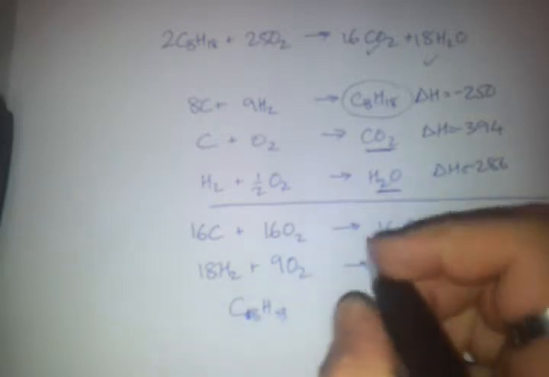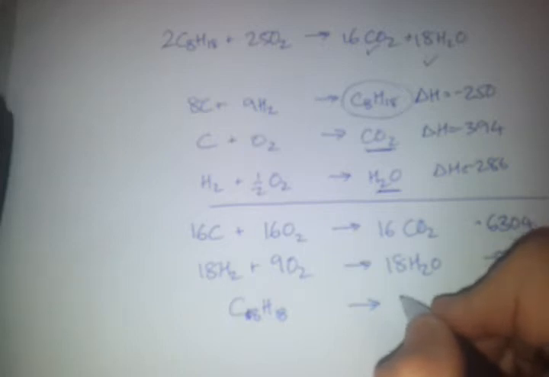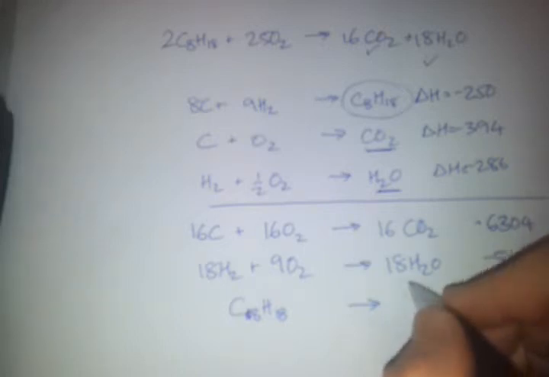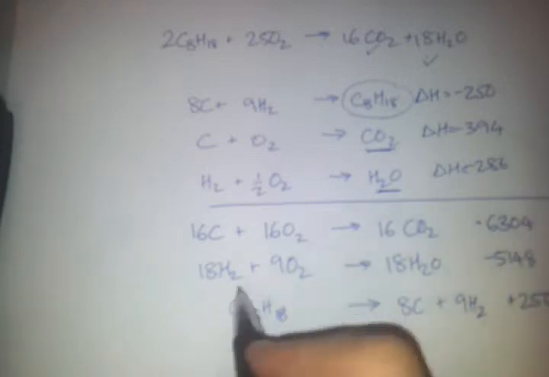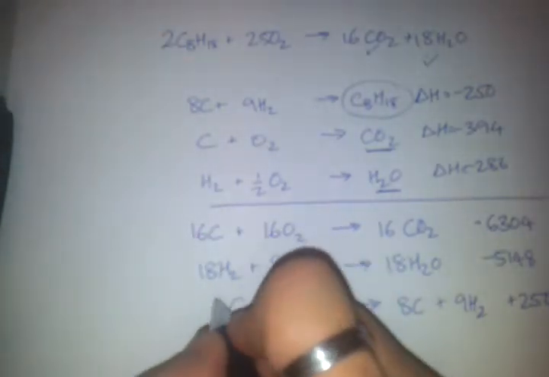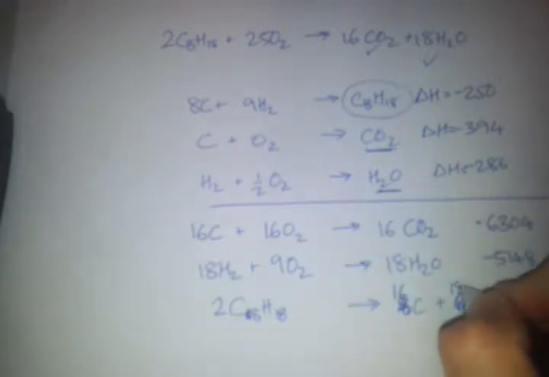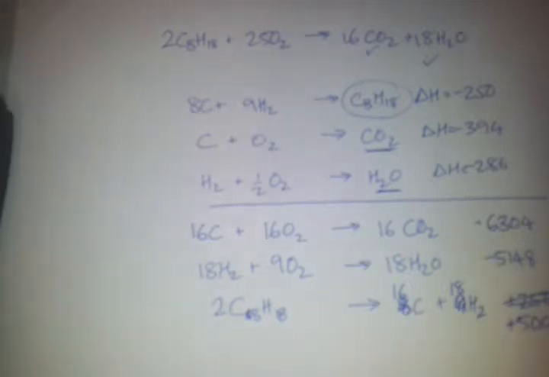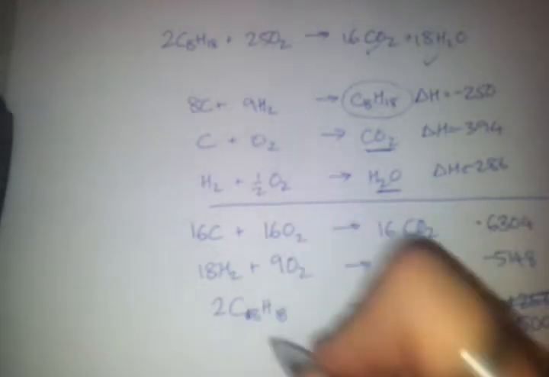C8H18, when I unmake it, as it were, will be 8 carbons and 9 H2s, which would give me positive 250. But actually, if I look at my original equation, it's got 2 of those, so I need to double it. So 2 of those, 16 of those, 18 of those, and rather than 250, it'll be 500 kilojoules. Sorry, that's a bit messy there. Probably should have used a pencil.